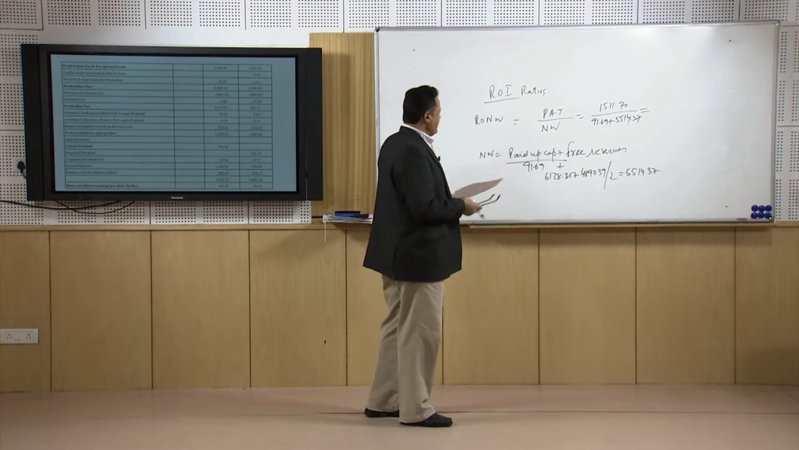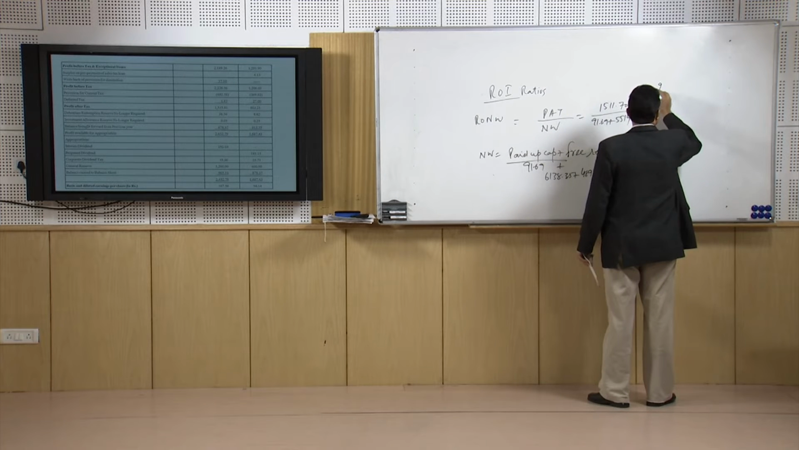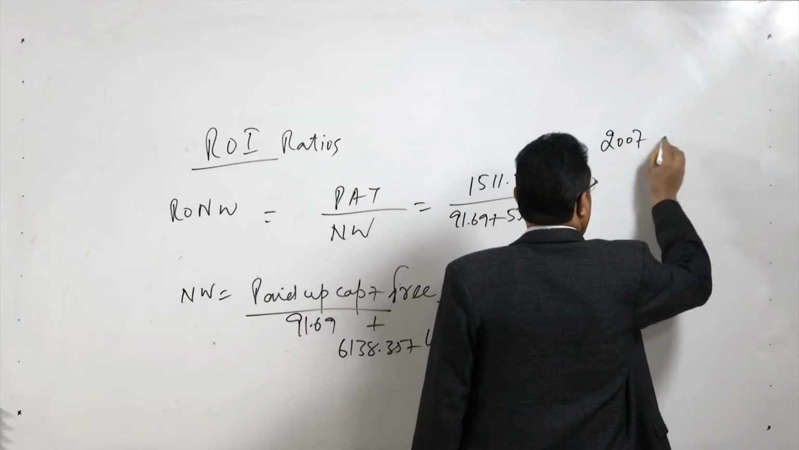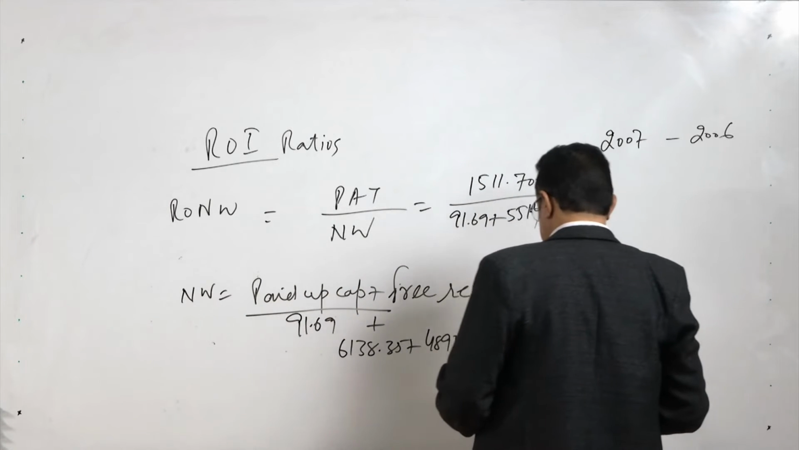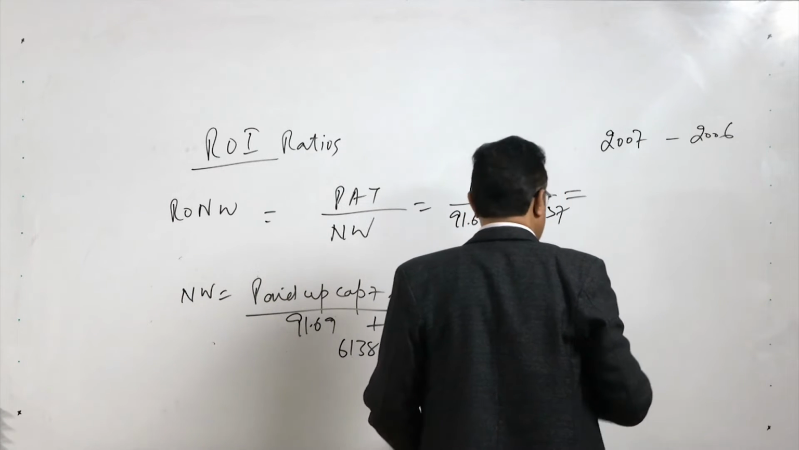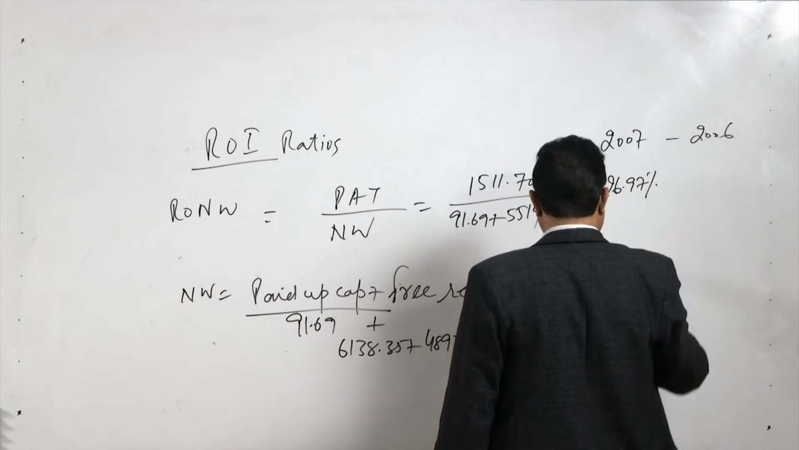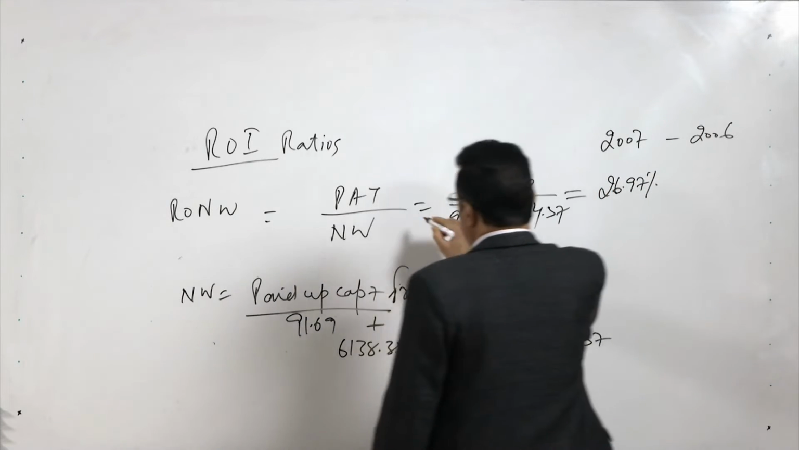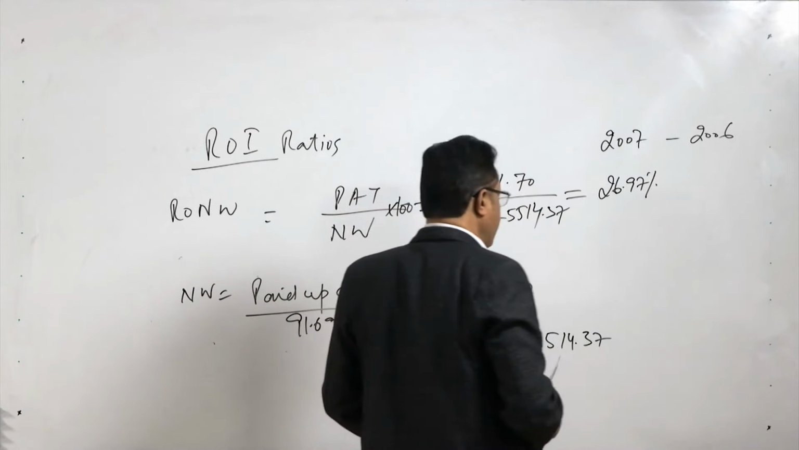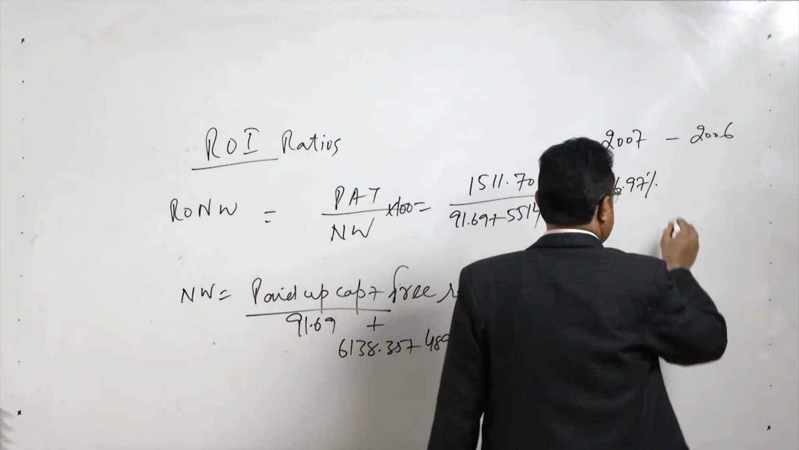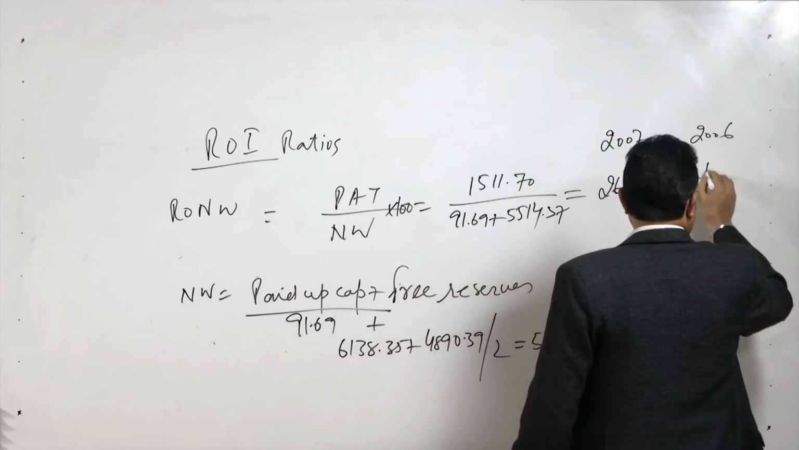So finally if you calculate the ratio on the basis of it for the year 2006 and 2007, the return on net worth ratio will be 26.97%. In terms of percent, you have to multiply it by 100, so you will get it in percentage, 26.97%, and then for the previous year this ratio is 18 point something like 49%.